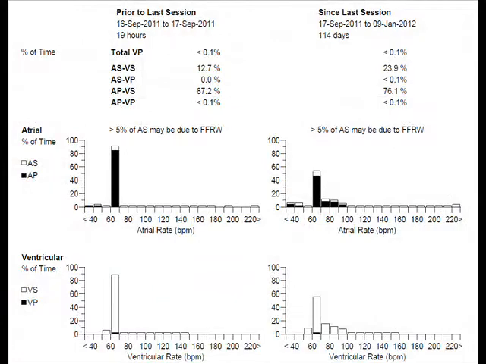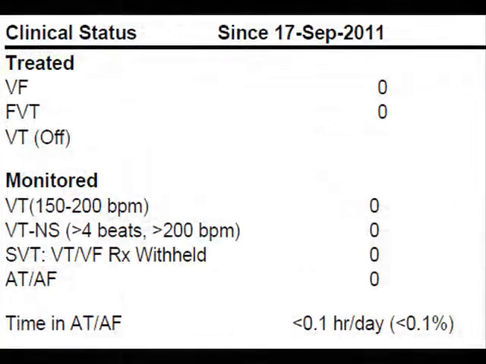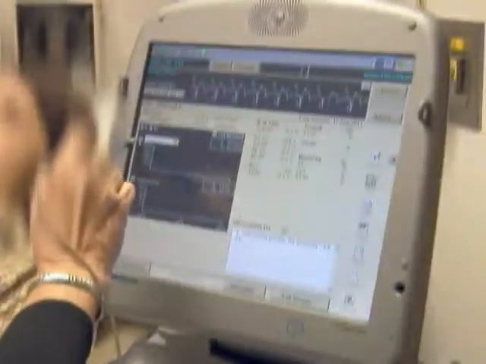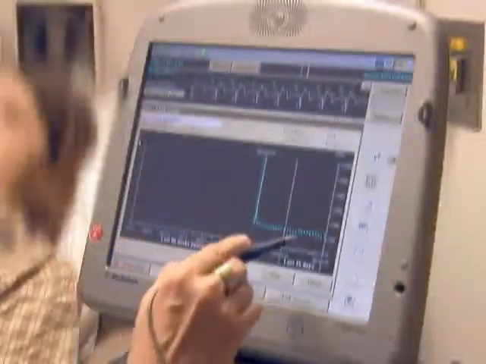Percent pacing since the last interrogation is checked next. On both the programmer and printout, the number and type of arrhythmic events can be reviewed. Lead impedance and sensing trends are viewed next.